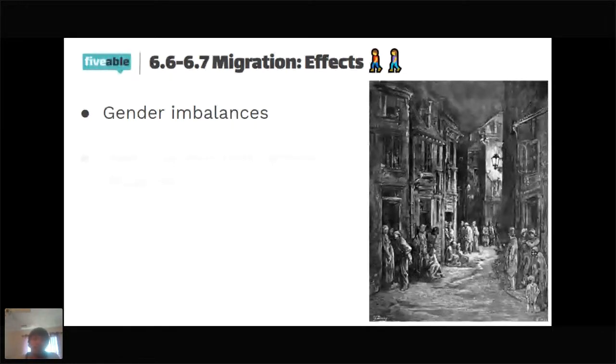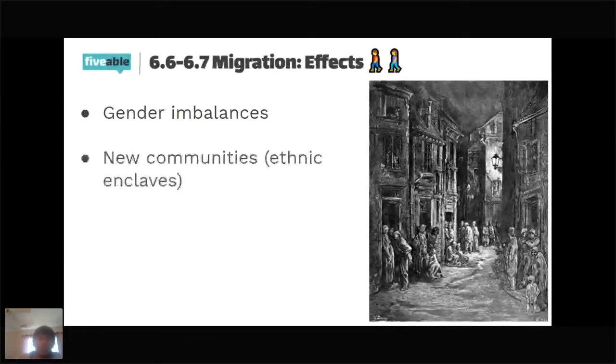And yes, King Dan mentioned this earlier: ethnic enclaves. Ever heard of a lot of Chinatowns across the world? There's a Chinatown almost anywhere. It's the same. It's weird, right?